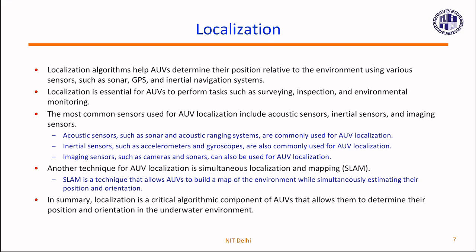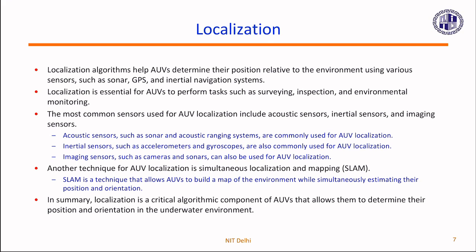Now, acoustic sensors such as sonar and acoustic ranging systems are commonly used for AUV localization. These sensors emit acoustic signals and measure the time delay between the transmitted and received signals to estimate the distance to the surrounding objects. By combining the distance measurements from multiple sensors, the AUV's position can be estimated using techniques such as trilateration or multilateration. Acoustic sensors can provide accurate localization information in a range of underwater environments, but may be affected by noise and interference.